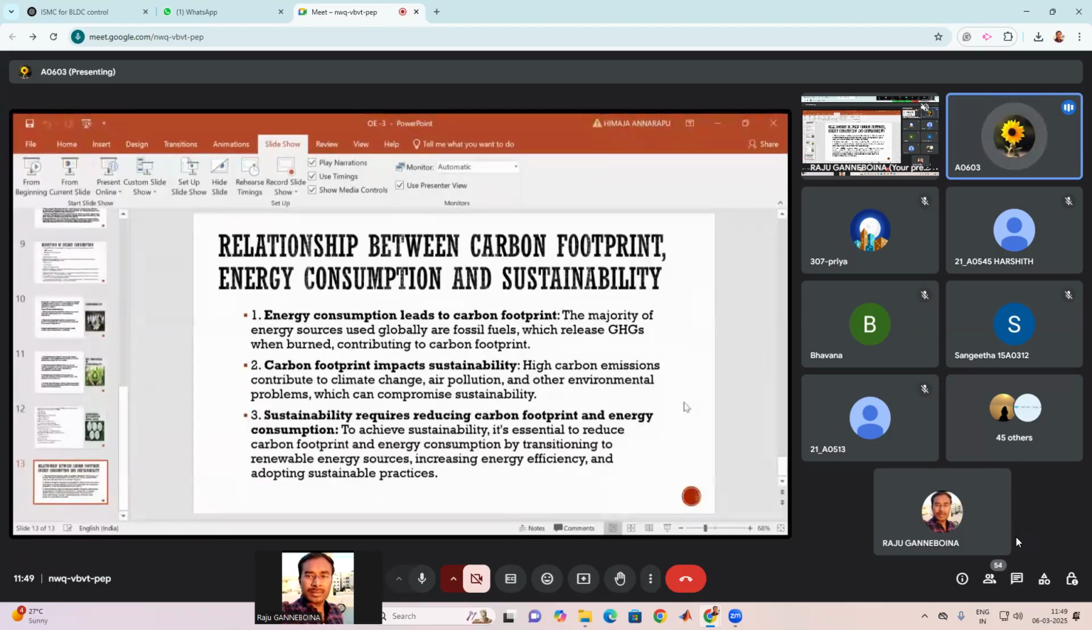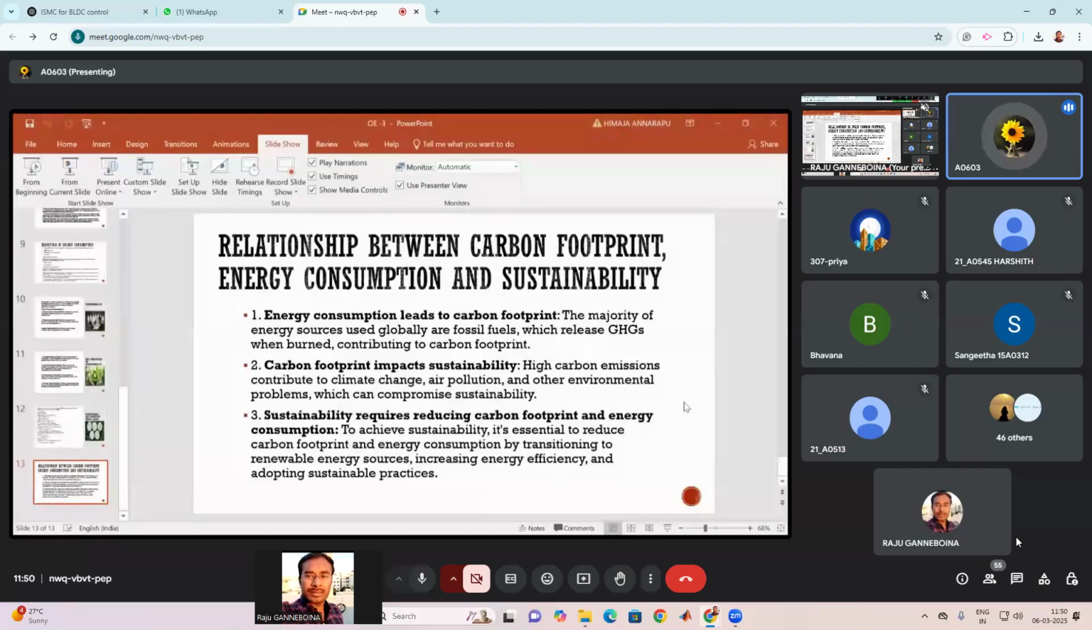Sustainability talks about reducing the pollution. Sustainability talks about preserving the energy for the future generations. So it is completely against sustainability when the carbon footprint and energy consumption are increased. So sustainability requires reducing carbon footprint and energy consumption. To achieve sustainability, it is essential to reduce carbon footprint and energy consumption by transitioning to renewable energy resources, increasing energy efficiency, and adopting sustainable practices. If we do these practices, we can attain sustainability by reducing carbon footprint and energy consumption.